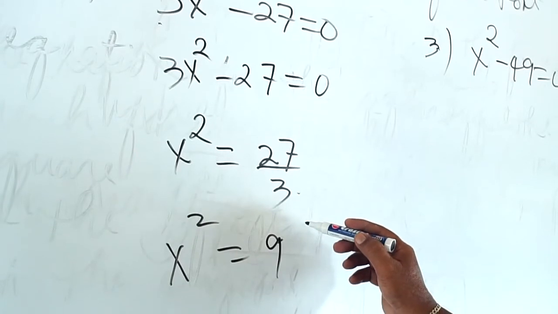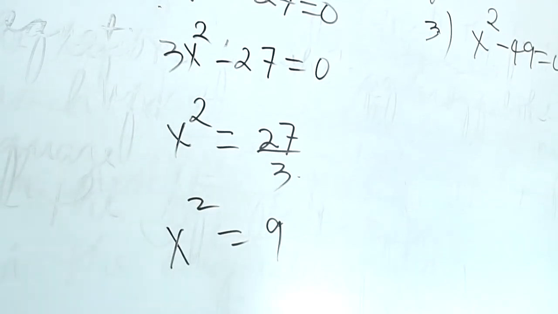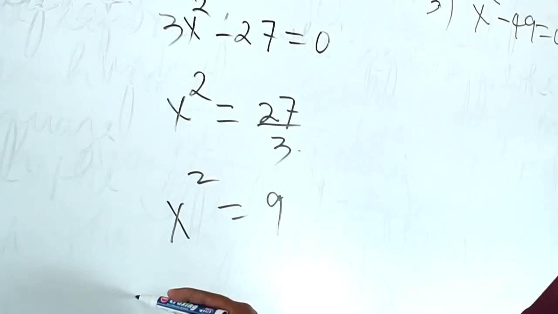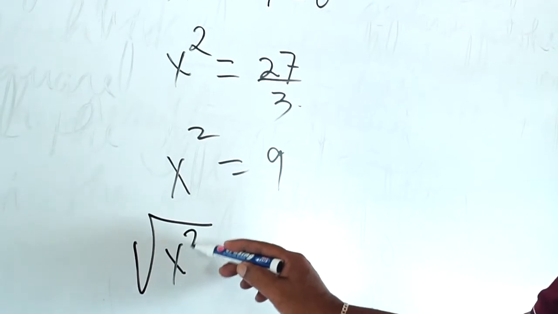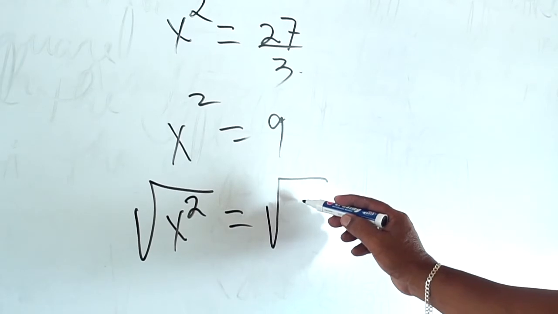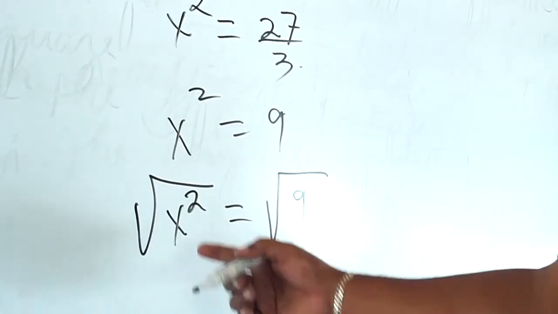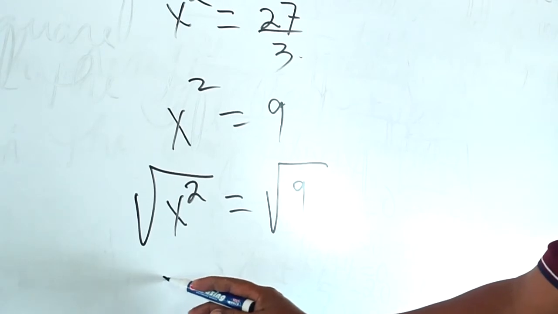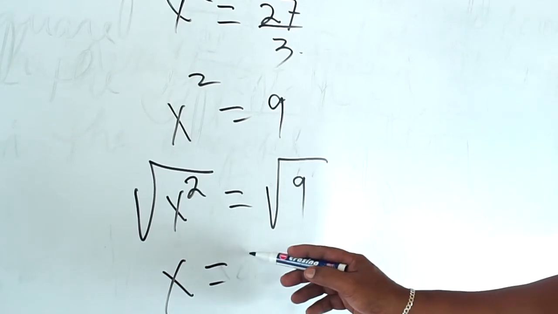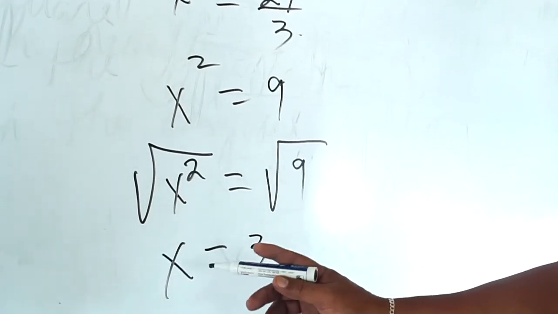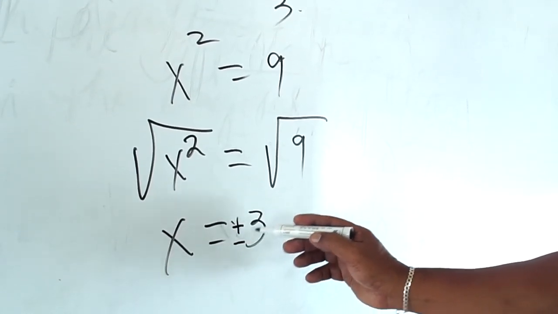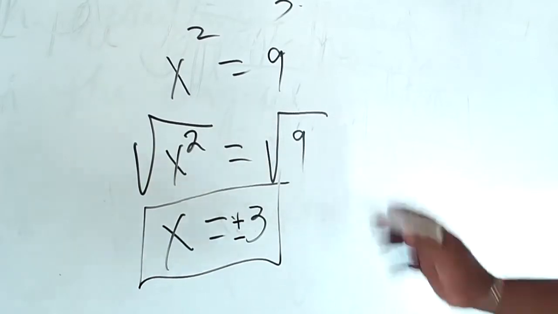So this is now a perfect square. Now x squared equals 9. Then after that, take the square root of both sides of the equation. The square root of x squared is x, and the square root of 9 is 3. So the answer is x equals positive 3 and negative 3. So this is now our answer.